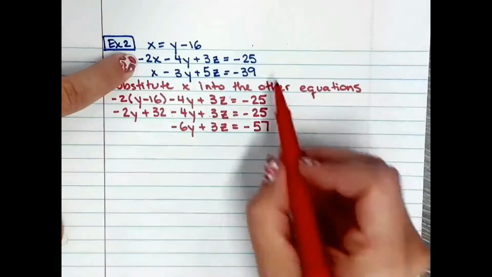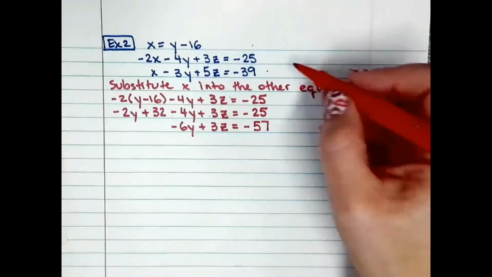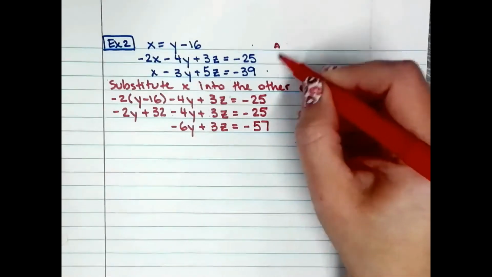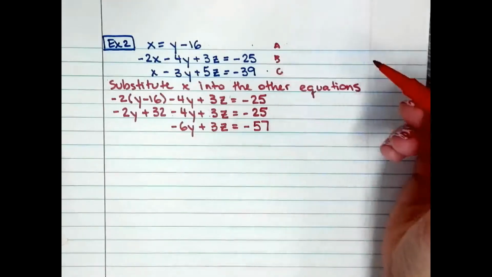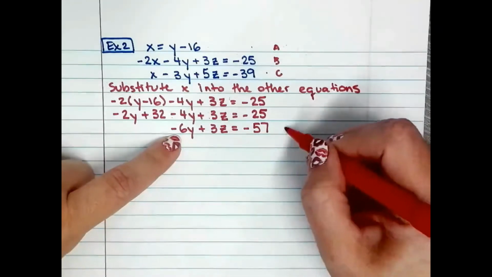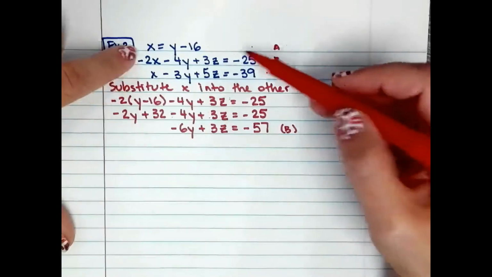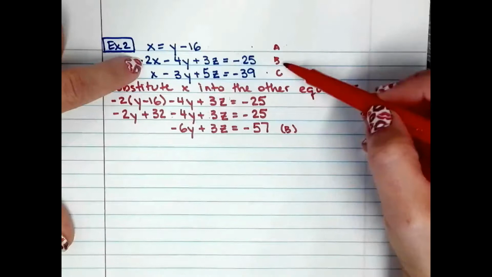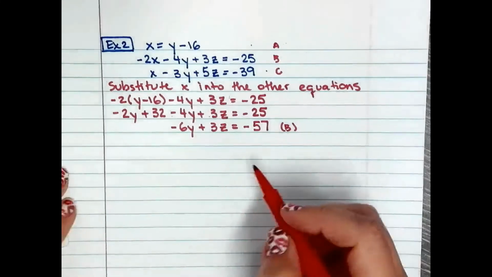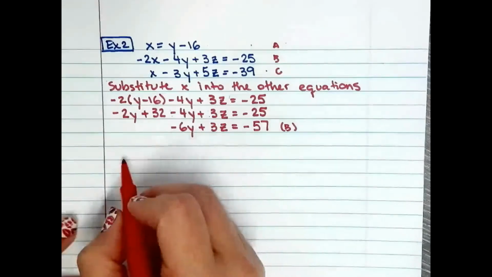Now go ahead and do the same for the third one. If you want to label, you can do that. You can do, I don't know, A, B, C. If you want to do 1, 2, 3, you can do that too. So this is my new B equation, just so you know that you used A to substitute that in B. We're going to do the same thing for the C equation.